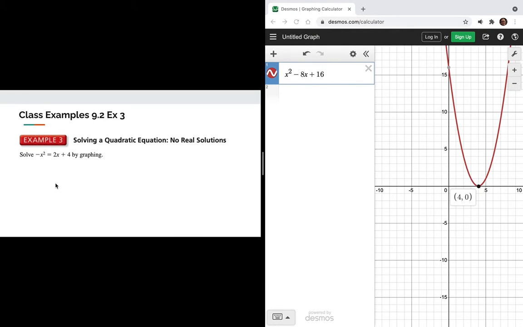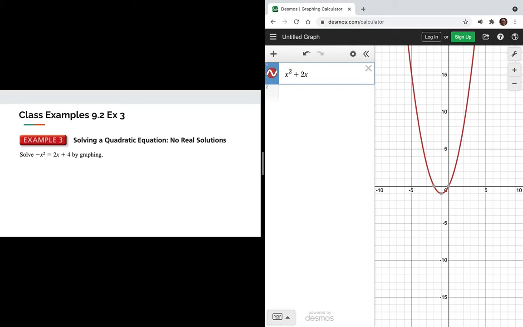Our next one, we have this here. We have to set this equal to 0 first. We can go through it like this. Again, we're going to start with adding that x squared to the other side. So we have x squared plus 2x plus 4. You'll notice this one does not cross the x-axis at all. Because it's not crossing our x-axis, it does not have any real solutions.